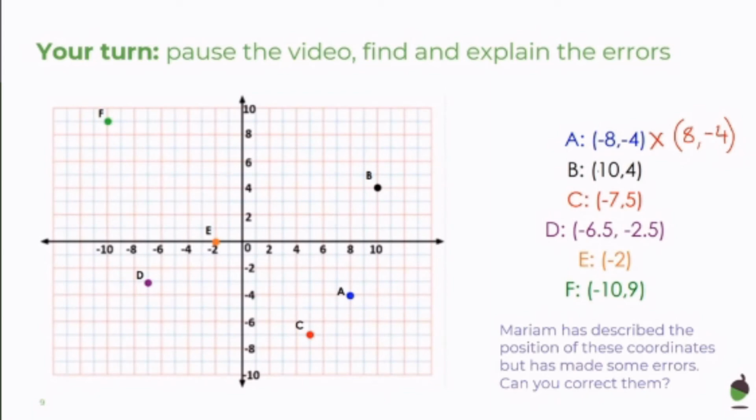Let's look at B. Along the corridor to 10, so the x coordinate is correct, and up the stairs to 4. So this one is correct.